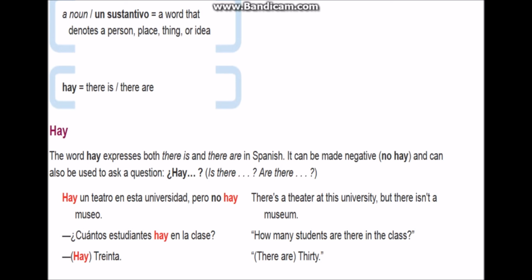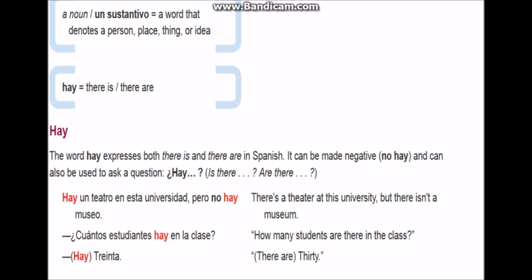Hay un teatro en esta universidad, pero no hay museo. So there's a theater at this university, but there isn't a museum. Put that no if there isn't one immediately before hay. ¿Cuántos estudiantes hay en la clase? ¿Cuántos is how many? How many students are there in the class? So we're talking about more than one student, but it's still hay. There is, there are. Hay 30. There are 30.